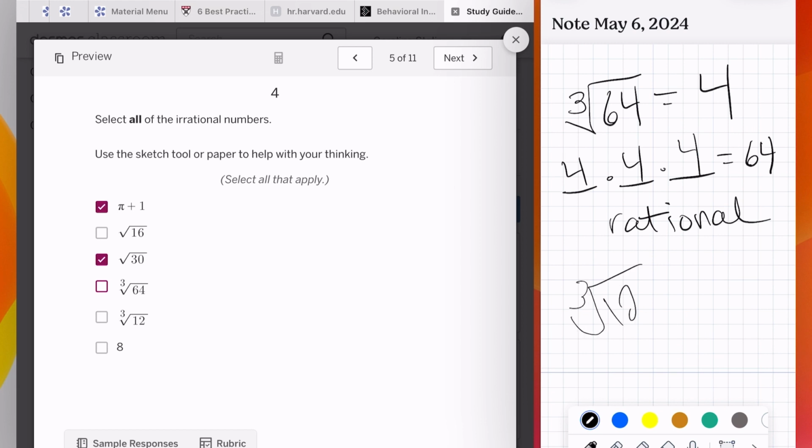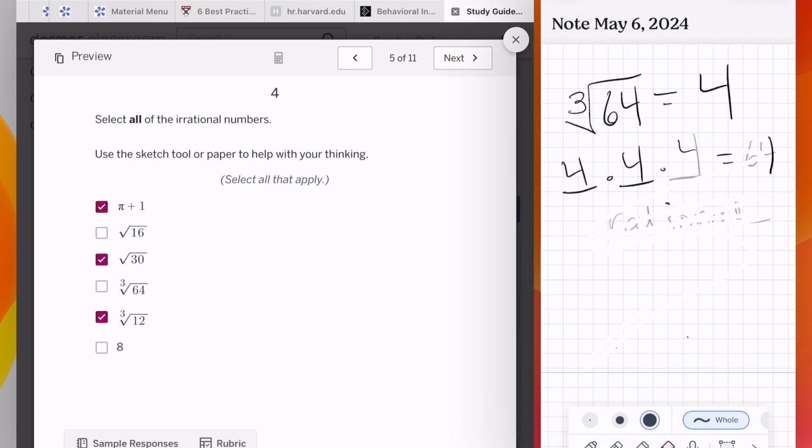The cube root of 12, however, is irrational. It's in between the cube root of 8, which is equal to 2, and the cube root of 27, which is equal to 3. Okay, and then the number 8 is just rational. Integers, nice whole numbers, are always rational.